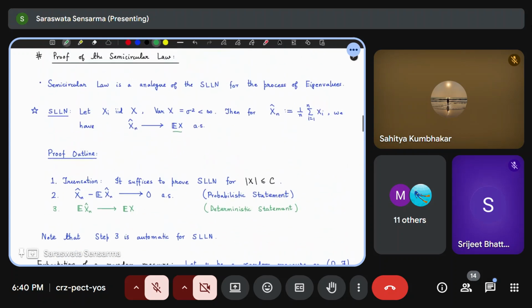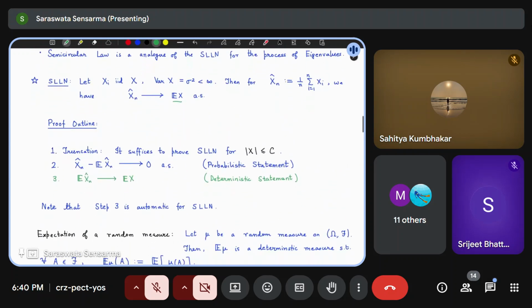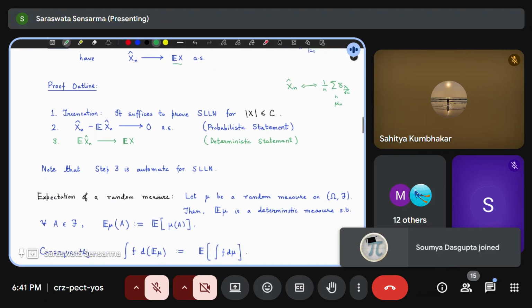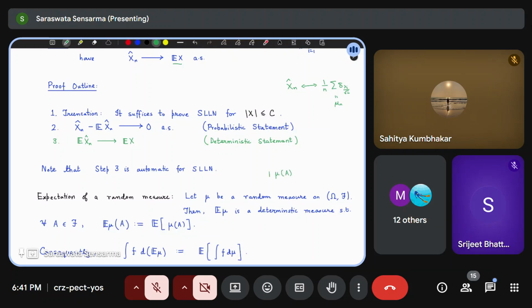But before we actually start talking about the idea of the proof in the semicircle law, our xn hat will be replaced by 1 over n summation delta lambda i upon square root n, which is mu n. So in order to carry over this argument, we need a definition of an expectation of a random measure. And that's very easy to give, in the sense that the expectation of the measure of the set A is just the expectation of the measure of the set A, because it's a random measure.